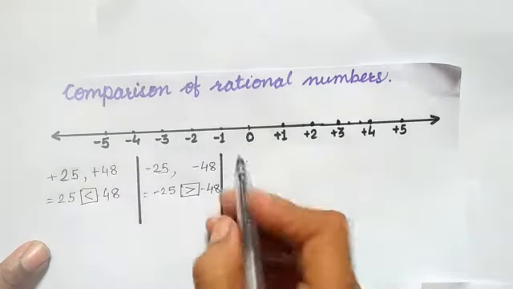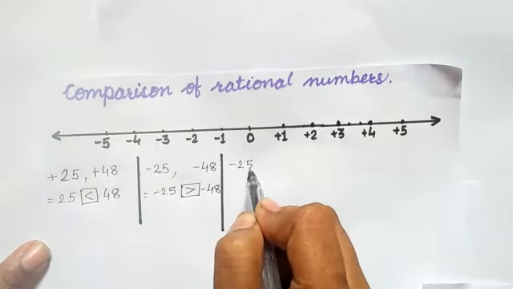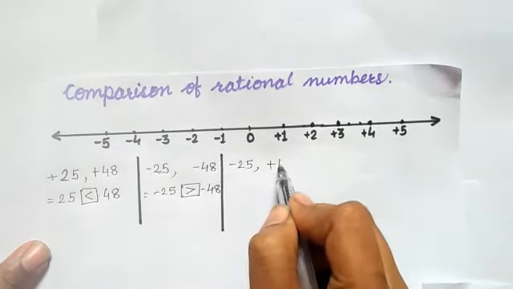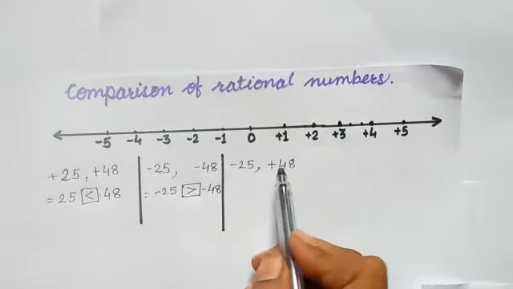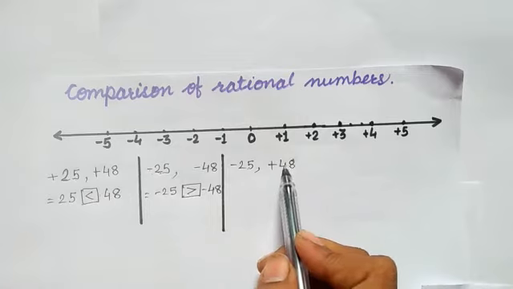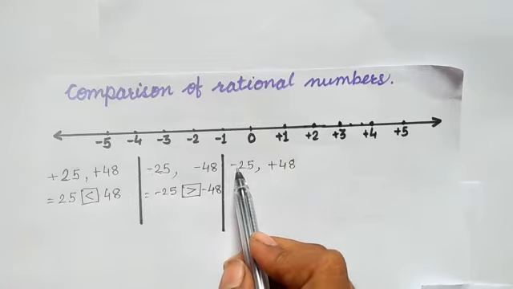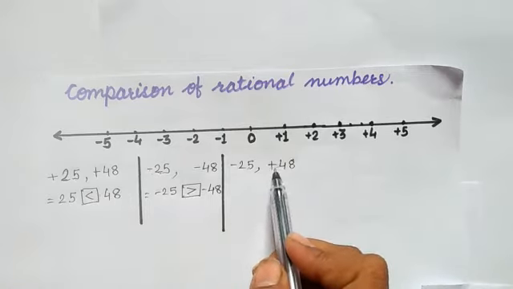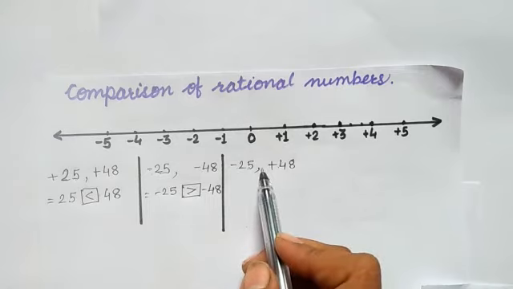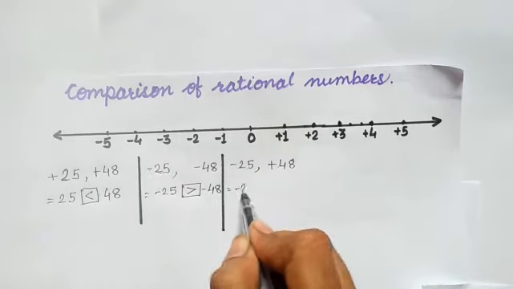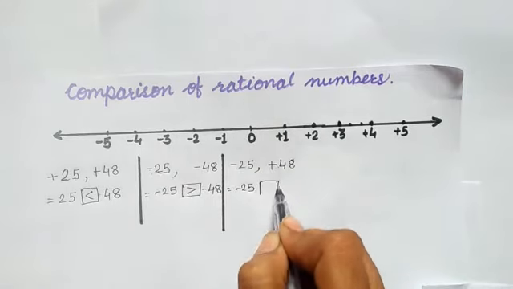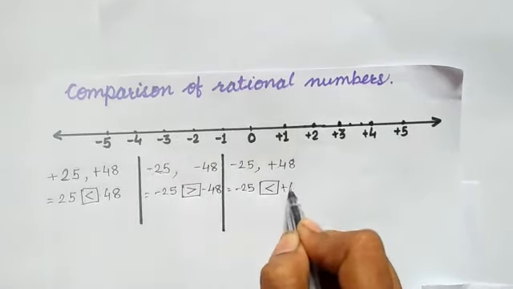But if one of the numbers has a negative symbol and the other number has a positive symbol, then in this situation don't think about the number's value. If one of the numbers is positive and the other one is negative, then the number which is positive is greater than the negative one. It means negative 25 is less than the positive 48.